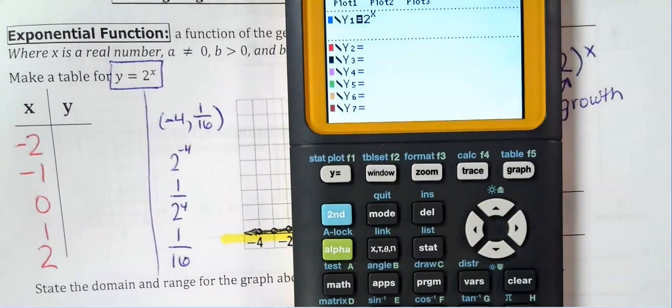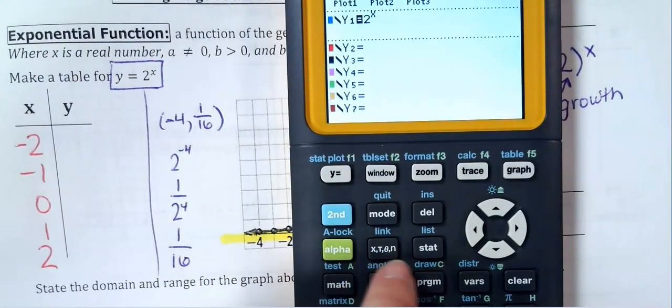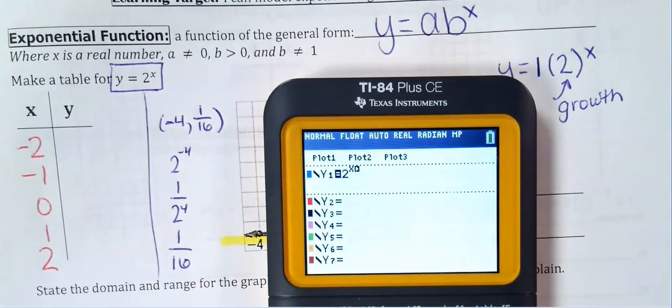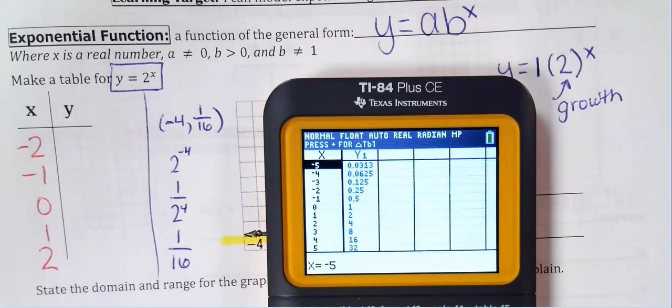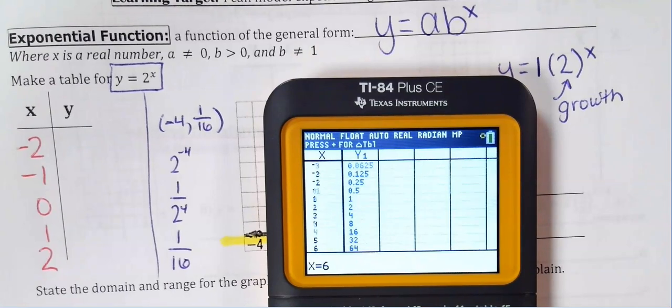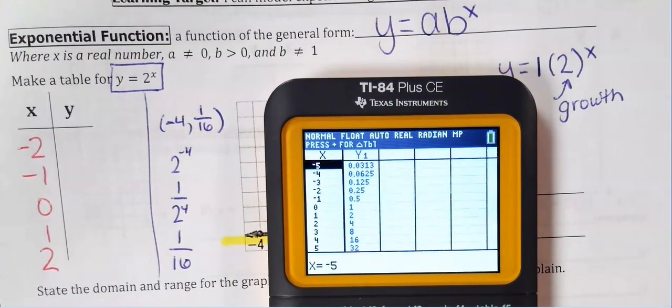You've got to use the X,T,theta,n button that's right next to it to get your variable. Once you're there, just hit second graph, and that will take you to a table. I can come look at yours if it starts in a weird place or doesn't look right. You can scroll up and down and get any x values that you want. You can't scroll on the y column, but you can scroll up and down.